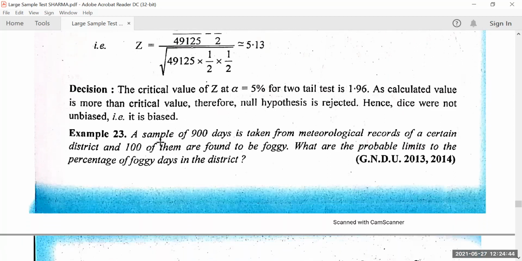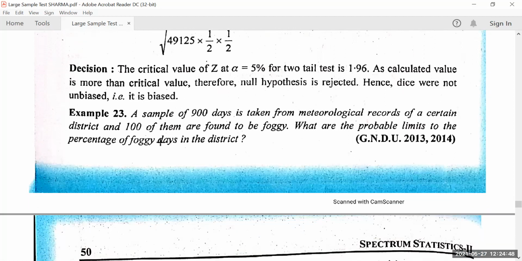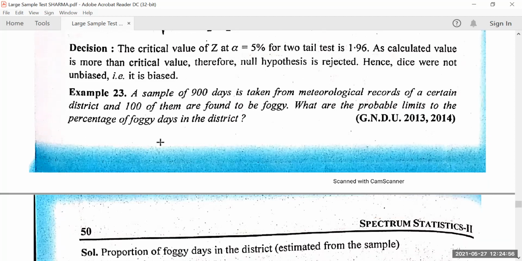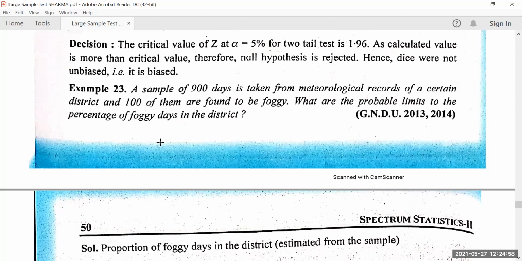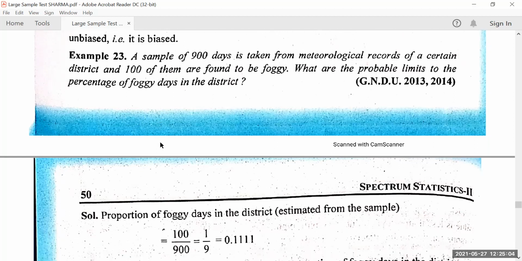Next: a sample of 900 days is taken from the meteorological records of a certain district and 100 of them are found to be foggy. Let X be the number of foggy days. Then the probability of a sample success is 100 by 900, which comes out to be 0.11. What are the probable limits for the percentage of foggy days?